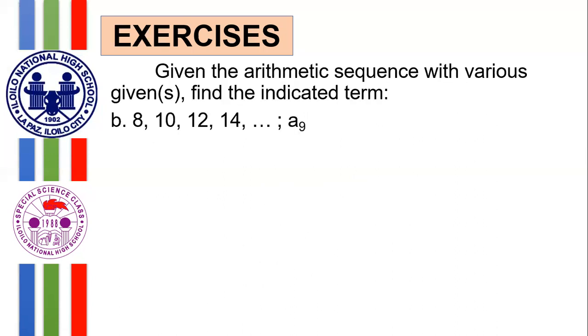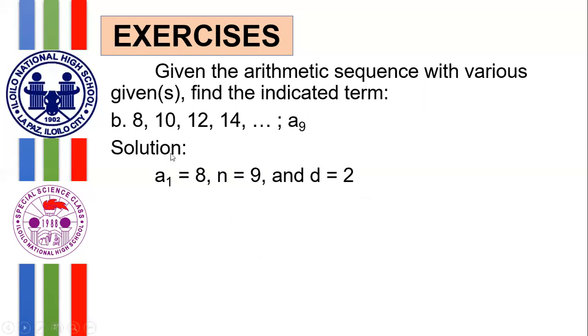Okay, letter B. How about if you have 8, 10, 12, 14, and so on? We are looking for the 9th term. For the solution of this, you could see that the first term is 8 because that's the very first number. Your n is 9 because this is the subscript of your A, so we are looking for the 9th term. So n must be 9. And you see that the common difference here is 2.